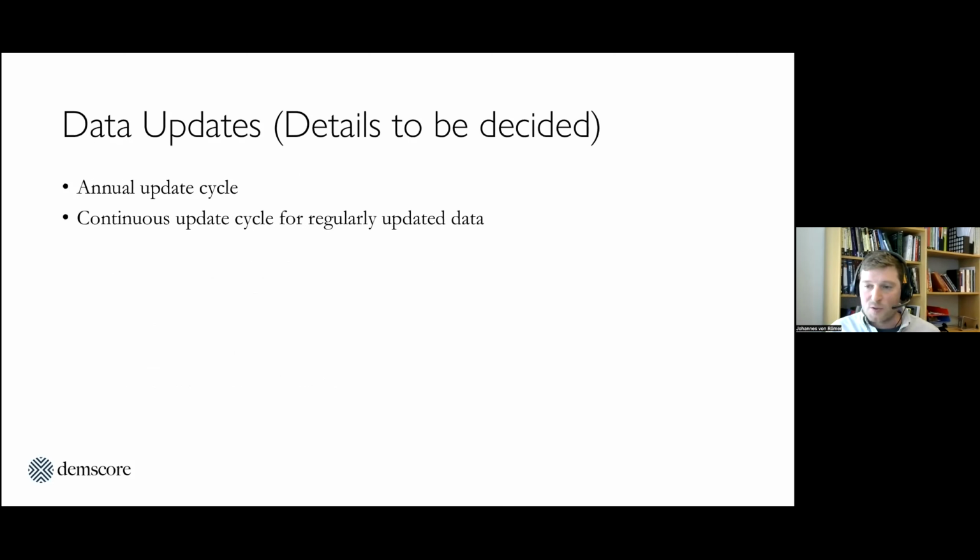Demscore plans to update the data on a regular basis. A lot of the data sets that go into Demscore have release cycles where the data sets get published or updated once a year. This will be translated into Demscore as well, and some data sets might be updated on a monthly basis. This will also get translated into Demscore. So this is not a one-off thing and then we forget it. This will continue in the future and will be updated. But the details on that still need to be decided.